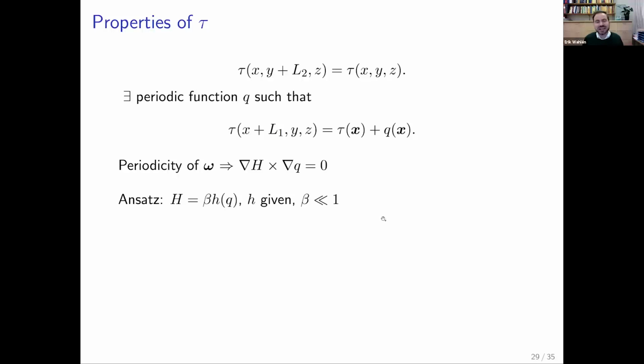This is not really required. Essentially what we'll need is some smallness condition on h, but I'm being a bit sloppy here. I don't want to specify exactly what you need, so I'll just assume that h is a given smooth function and that beta is small.